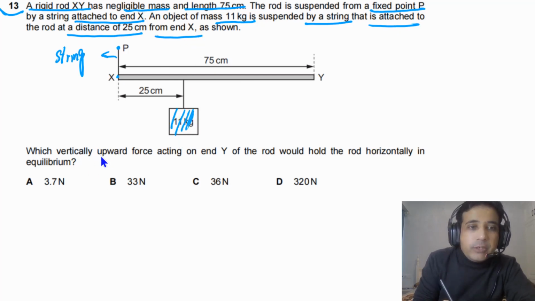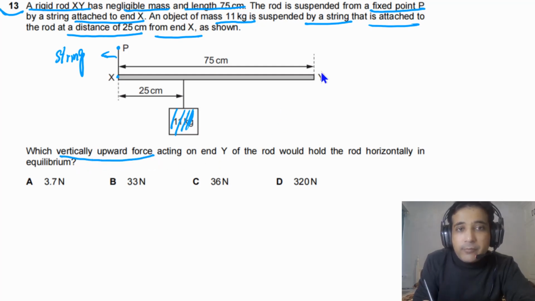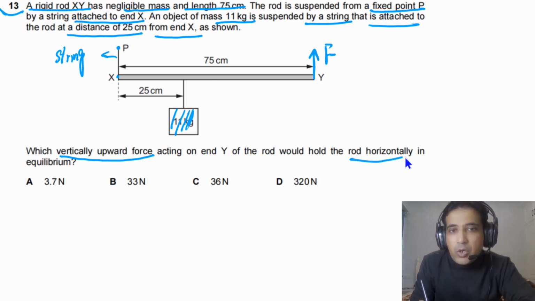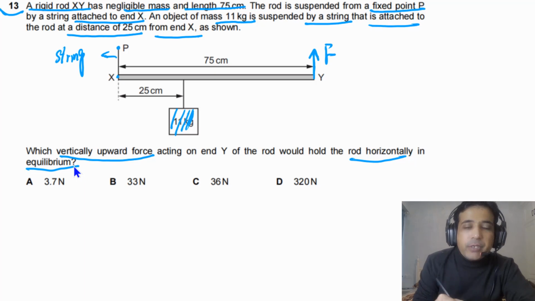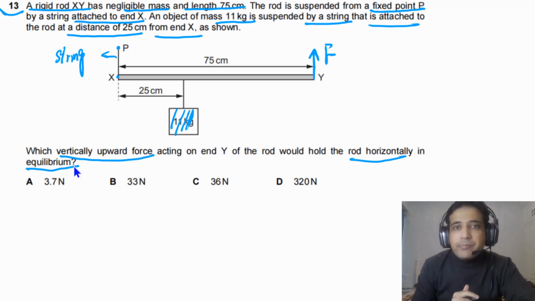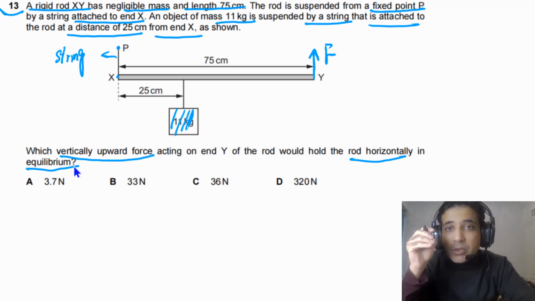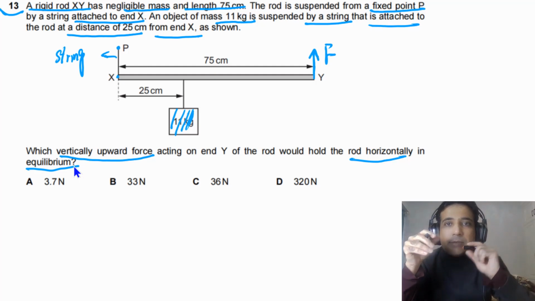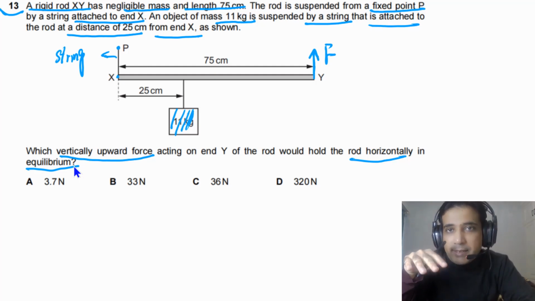We need to find which vertically upward force acting on end Y, meaning on this end, vertically upward, so this force has to be acting upward, and we can call this force F, on end Y of the rod would hold the rod horizontally in equilibrium. So this rod has to be in equilibrium. As it is given to you, the rod is in equilibrium.